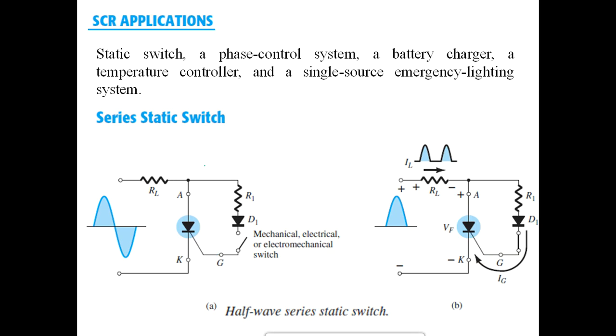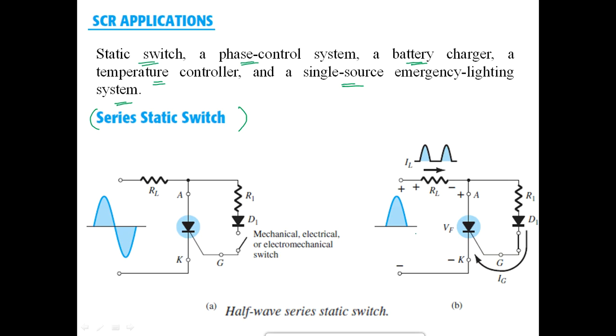I have explained them. What about the SCR applications? SCR finds its applications in many areas. One is as a static switch. You can clearly control its phase. It can be used in a battery charger, a temperature controller, a single source emergency lighting system. So that's one application, series static switch, wherein it is used for rectification control.